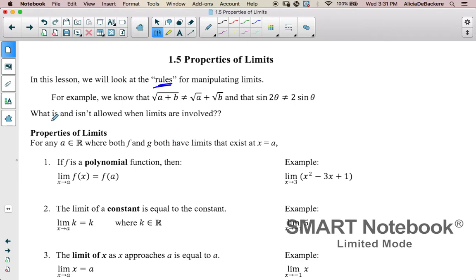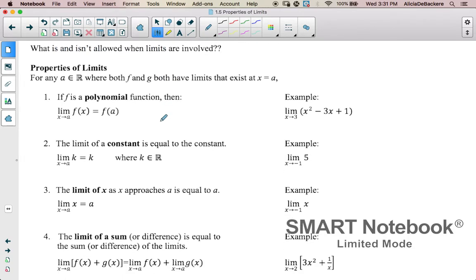So what we want to know is what is and what isn't allowed when limits are involved. We've got 7 properties we're going to go through here. For all of these, a is just some real number, and f and g both have limits that exist at x equals a. We're going to make that assumption for all of these examples.